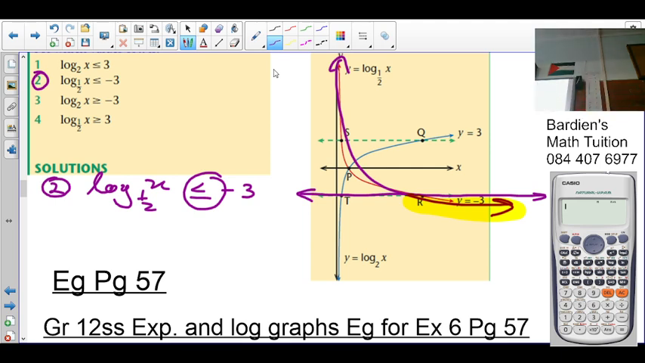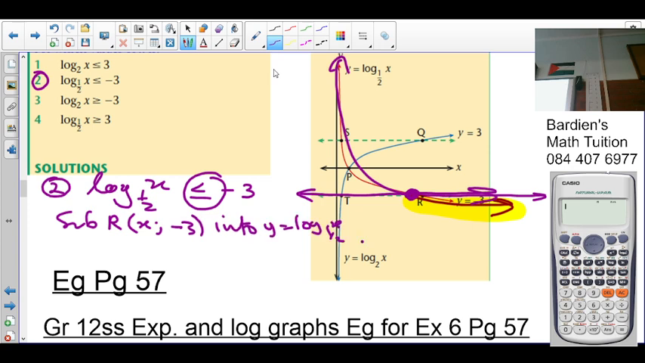So people, what do we need here? We need to know what the R value is, not so? Why? Because x must be more than that R value. You guys understand? So how do you calculate the R value? We're going to substitute R, which is an x, and what's your y value on this line? -3. Not so? So you're going to substitute y at -3 into y is equal to log x base half. Remembering again that that's an x and a y here.